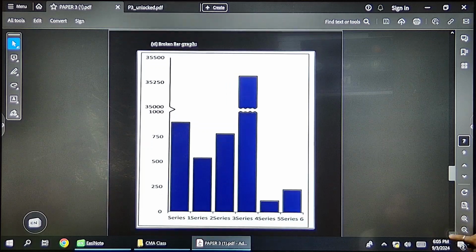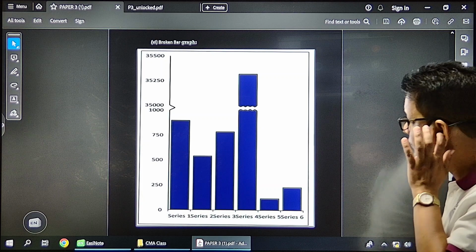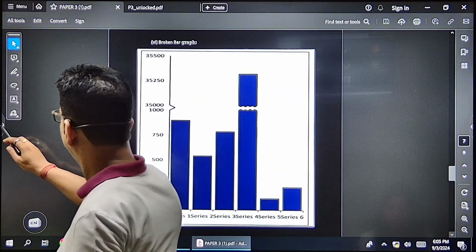Term-wise, you may not know, so I am showing it. Look at this graph and tell me why this type of graphs, broken bar graphs, are required. Okay, say. Limits are?